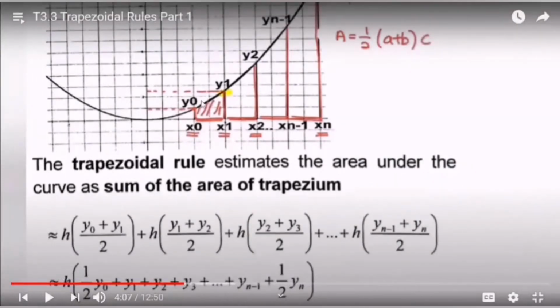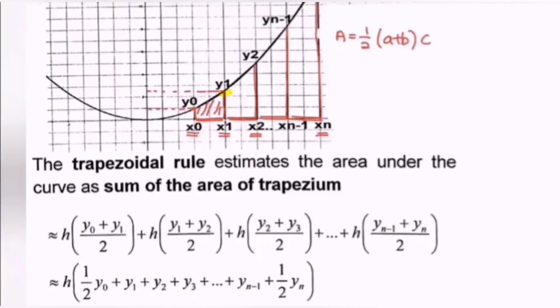So mohon perhatian, ini adalah apa? Ini adalah formula untuk trapezium. Ini adalah A, ini adalah B, ini adalah C. Okay, so kita buat satu persatu. So in here, we have 1/2. The A actually represent the value of this part. Okay, then we have the value B for this part, value of Y. Then we have the value C for this part.